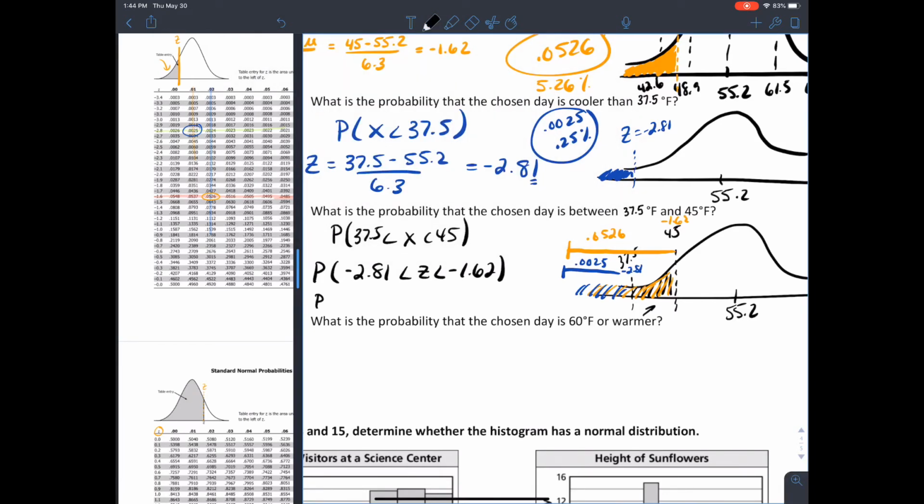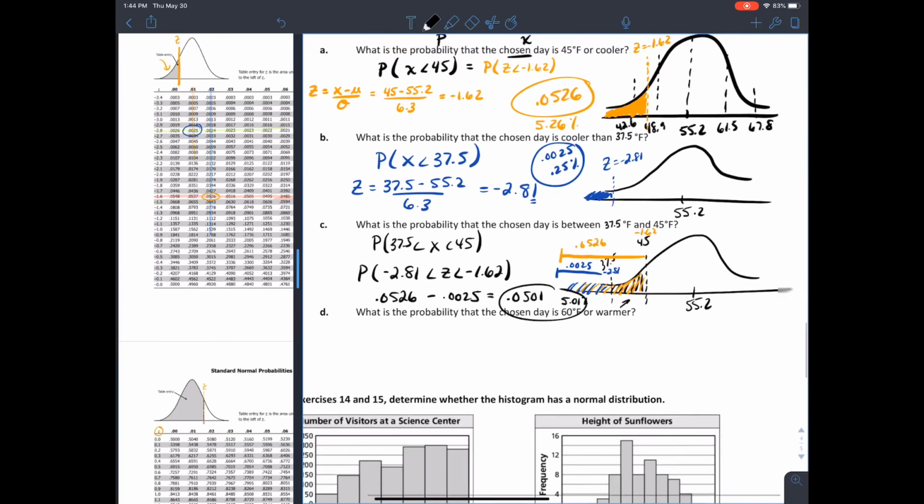So we would take the probability of our first one, the big one, which was 0.0526. That's all the way less than 45. And we'd take away the area 0.0025, which is just the area that's less than 37.5. So the area in between those two would be 0.0501, or if you want it as a percent, 5.01%. And again, here, if we have an in-between, we took the bigger area and subtracted the smaller.